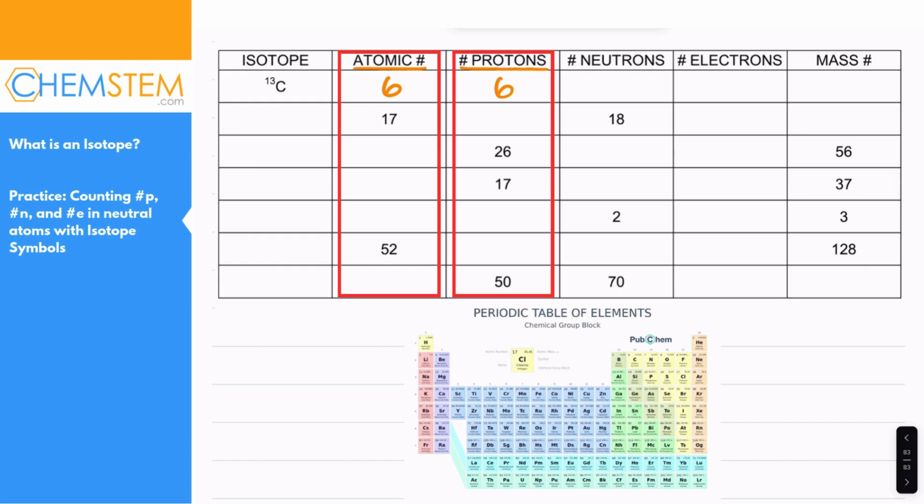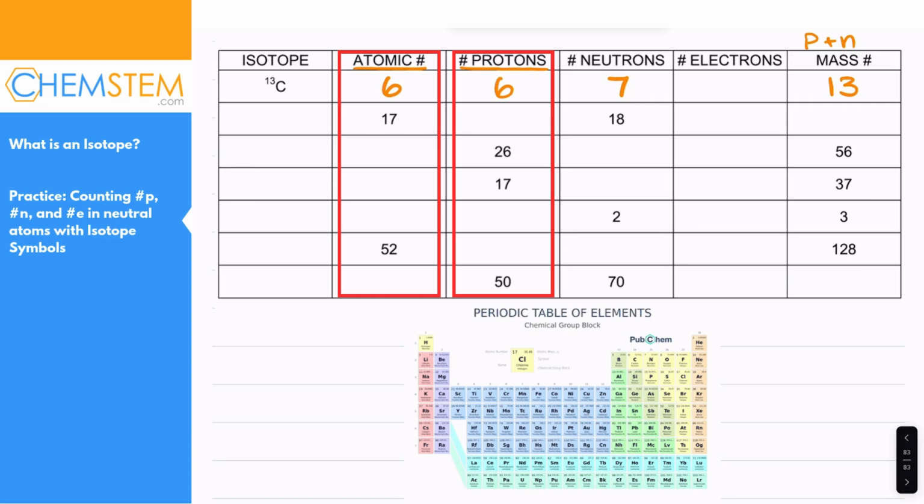What about the number of neutrons? A common mistake is that people look at this mass number, which is 13 in this example, and think it's 13 neutrons, but that's not true. Remember that the mass number, this 13, is the sum of protons and neutrons. We know immediately that the mass number is 13. It says it right here. But the mass number is the sum of protons and neutrons, so 6 plus what equals 13? The answer is 7. So remember, mass number is protons plus neutrons.